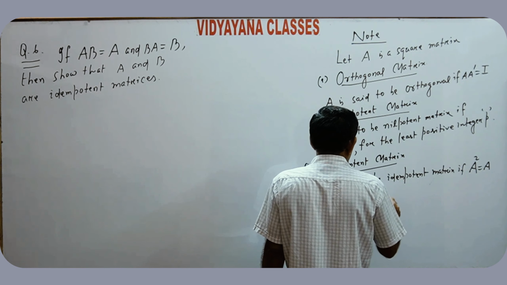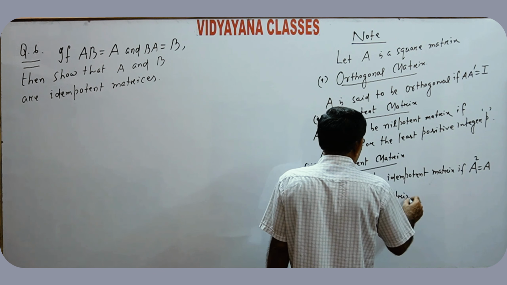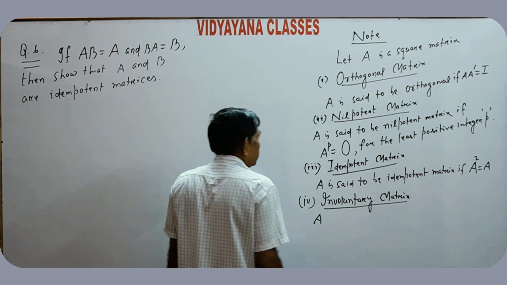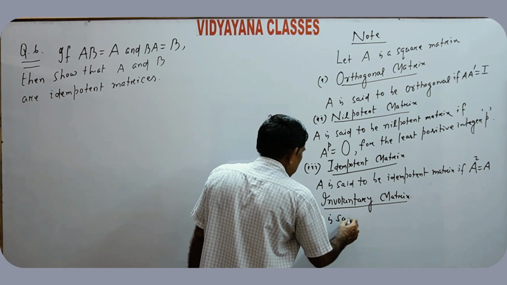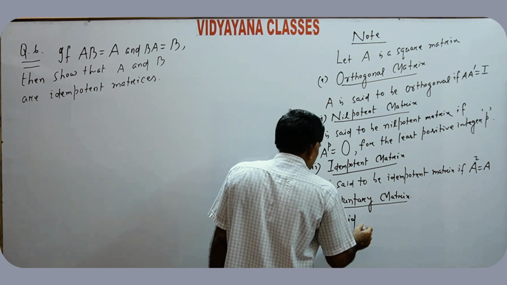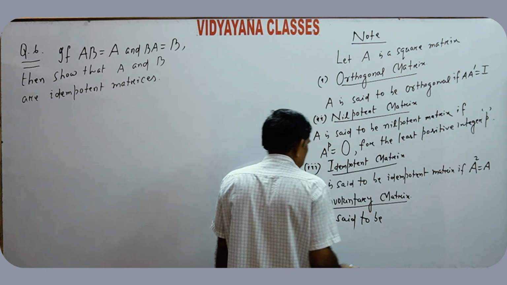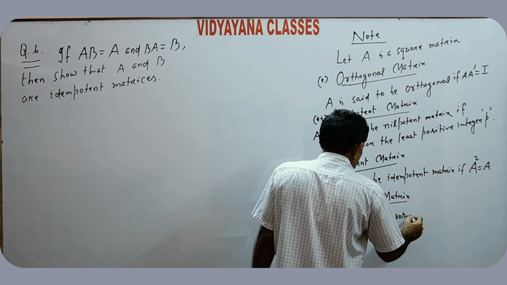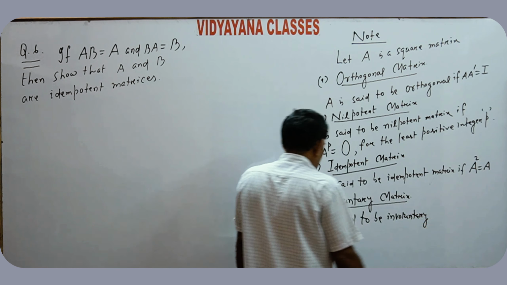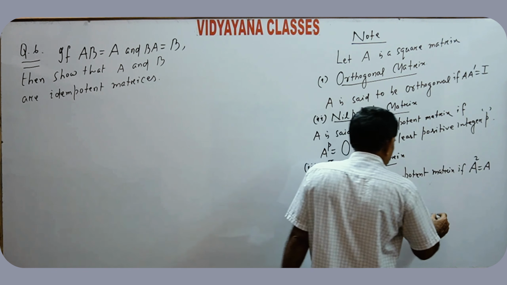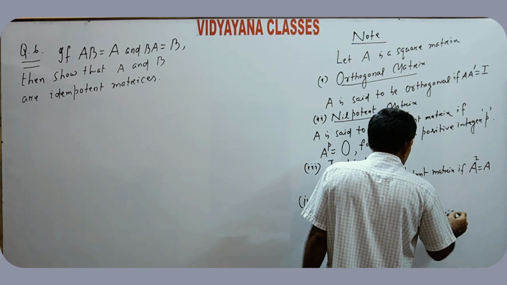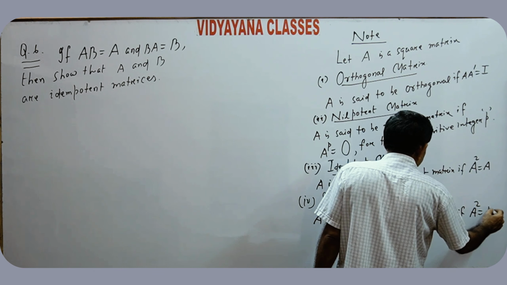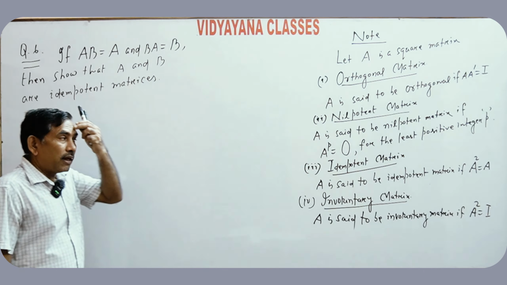involutory matrix. The square matrix capital A is said to be involutory if A square is equal to I. A square is equal to I.